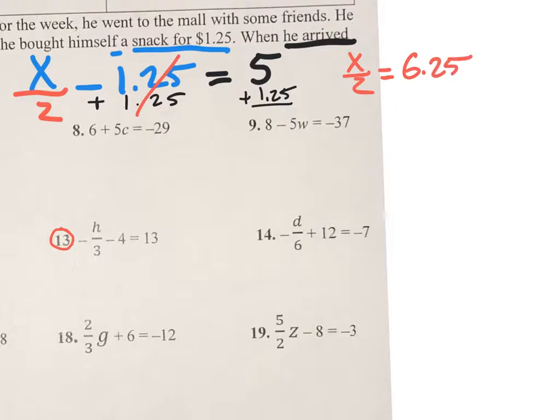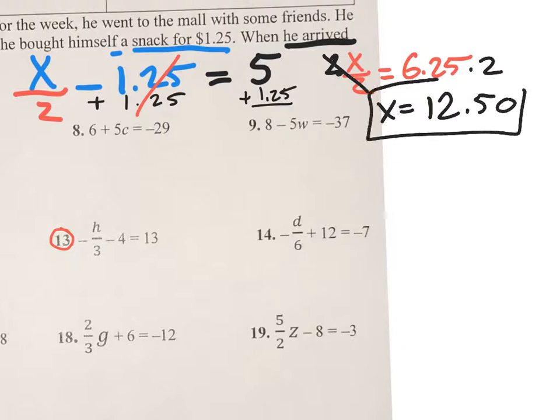What else do I need to do to get X by itself? Multiply by 2, exactly. All right, so we're going to multiply by 2 right here, and you write it up on top. That way you'll have 2 over 2 that cancels. And what you do to one side, you do to the other side, multiply by 2 over there. So you really have X equals $6 times 2 is $12. 25 cents times 2 is 50 cents.